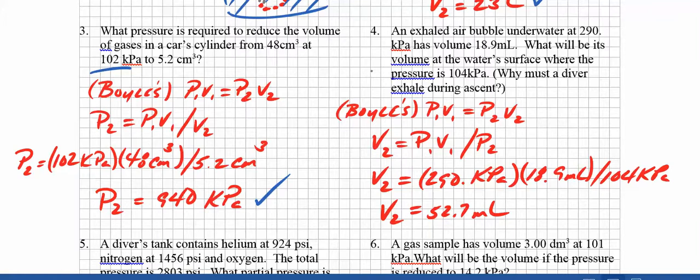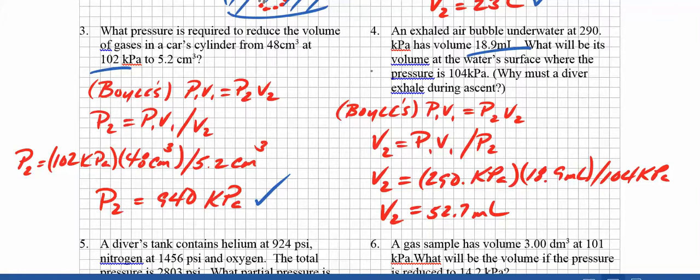Now let's take a look at what's happening as the diver ascends. We see that the volume of the bubble was originally 18.9 milliliters. That was the original volume. Now it's 52.7 milliliters. So obviously the bubble has expanded as it's gone from the depths to the surface. Well, let's take a look at what's happening in the diver's lungs. We can imagine residual volume of gas, or air in this case, in the diver's lungs.